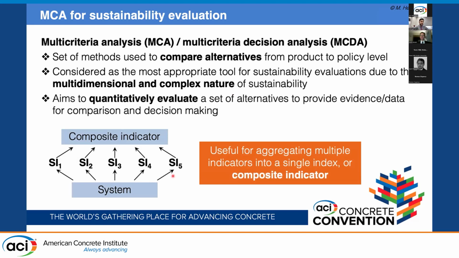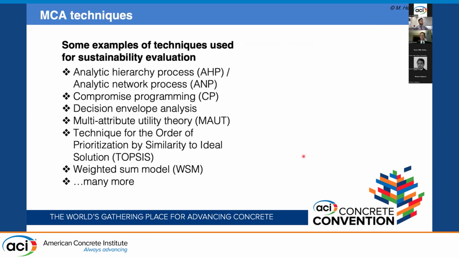So in the case of sustainability evaluation, we can find that MCA can be particularly useful because we can use it to aggregate multiple indicators into a single index or composite indicator. If we have a system and we break this complex system down into subsystems that we can represent with individual measurable indicators, at the end we then need to bring these indicators back together. We want to make a judgment about the behavior of the whole system. So this is one way that MCA can be very useful. Some examples of techniques that have been used for sustainability evaluation that we can find in the literature: the Analytic Hierarchy Process is one of the main ones that's very popular, and we can see examples of it even in the concrete field.